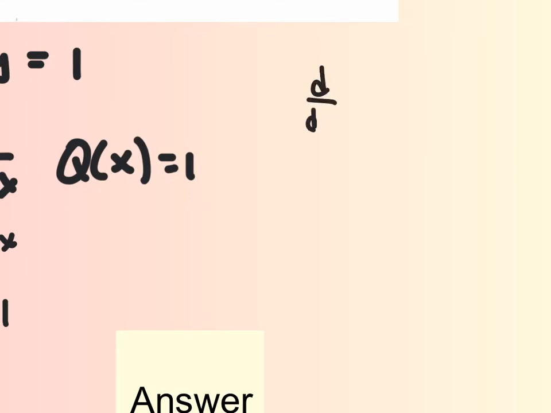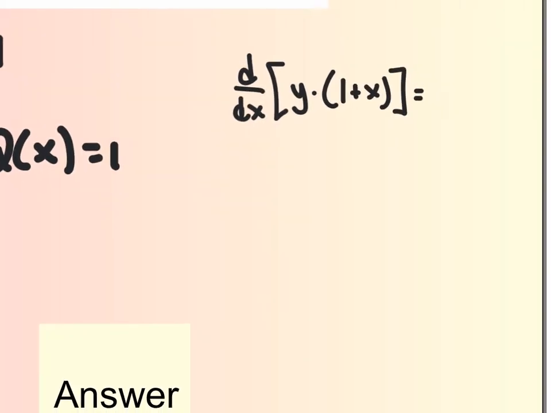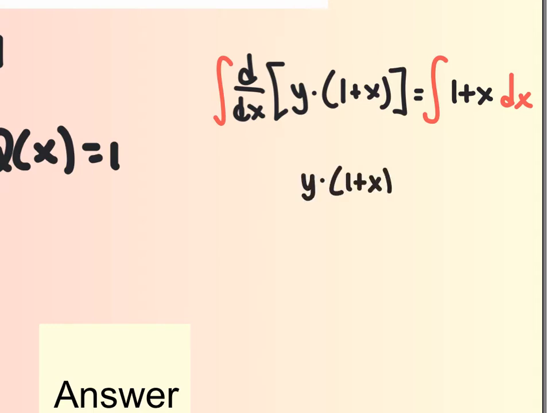So d/dx of y times I of x is equal to I of x times Q of x. Well, we're going to get 1 plus x then. Alright, so let's integrate both sides with respect to x. So I get y times 1 plus x is equal to x plus x squared over 2 plus c.